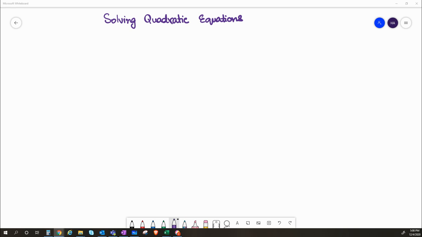Quadratic equations can be solved in two different ways. One is factoring, and the other is using the quadratic formula. The quadratic formula goes like this: x equals negative b plus or minus the square root of b squared minus 4ac, over 2a. So let's try one question on how this equation can be used.